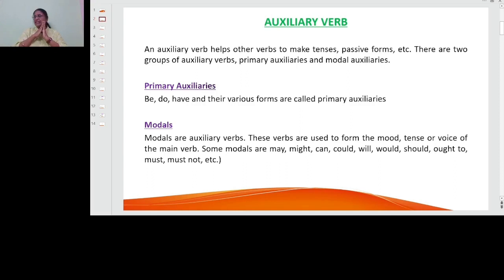These modal verbs can never stand on their own, first point. They express mood, tense and things like that, for example, ability, permission. Will, would, can, could, all these things, but they are never on their own. This is the difference between auxiliary verbs and modal auxiliary verbs.